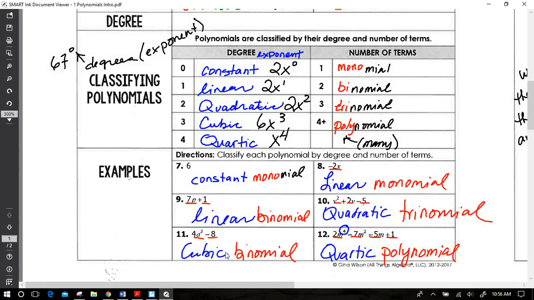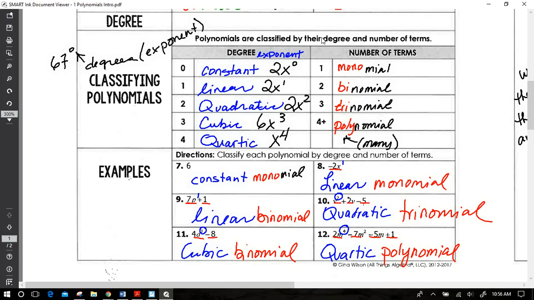All right, welcome back. I have gone ahead and named each of my polynomials here based on the degree and the number of terms. Okay, so number 8, the highest exponent there was 1, so it's linear, and there's only 1 term. Number 9 is also linear, but there are 2 terms. Number 3 had an exponent of 2, so that makes that a quadratic. And then it had 3 terms, so it's a trinomial. And then number 11 had an exponent of 3, which made it cubic. And there were 2 terms, so cubic binomial.